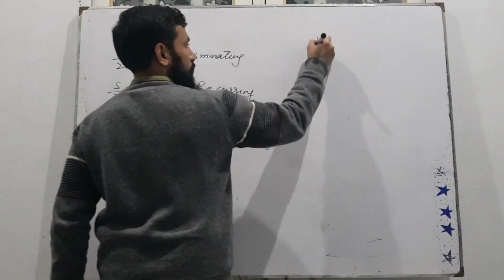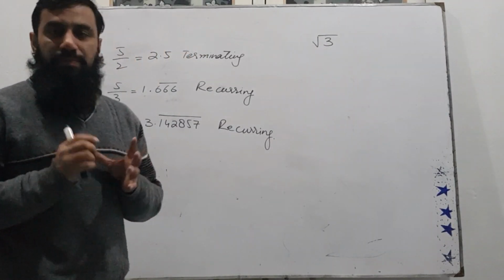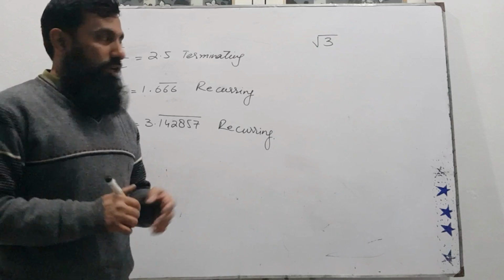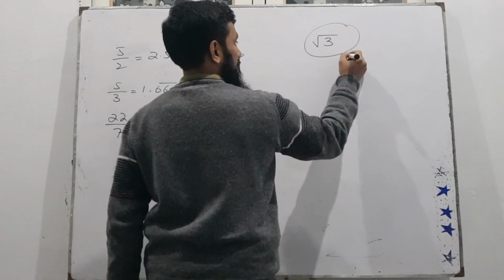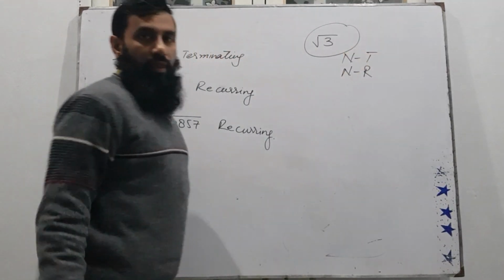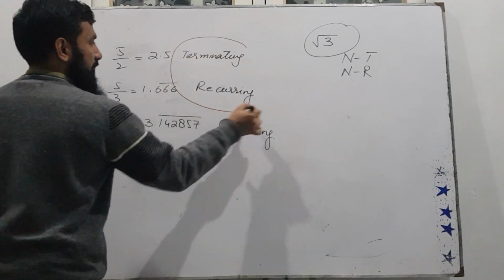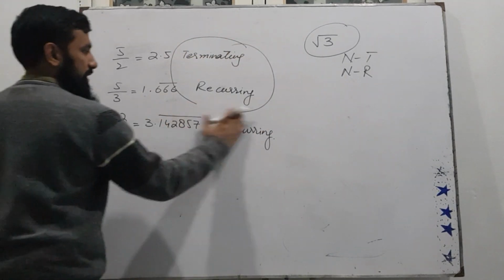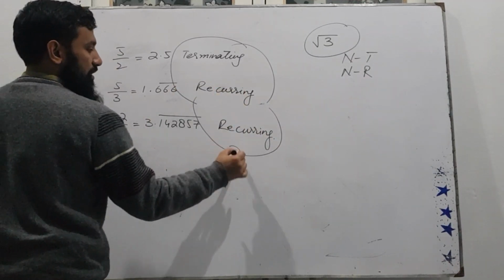For example, the square root of 3. We already know that if we simplify the square root of 3, it will not be a terminating or recurring decimal. This is called a non-terminating and non-recurring decimal. Remember that all those numbers which are either terminating or recurring are all rational numbers.